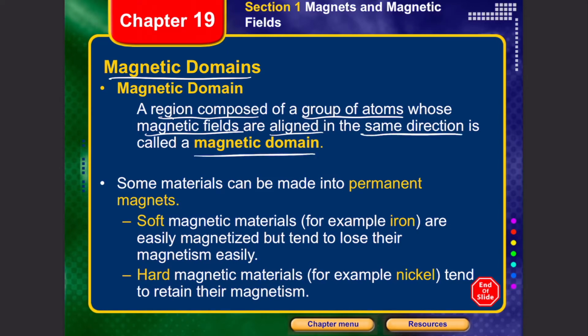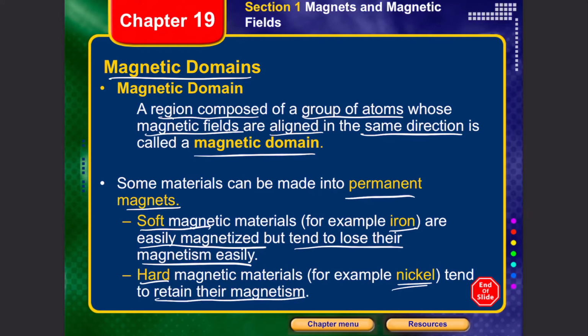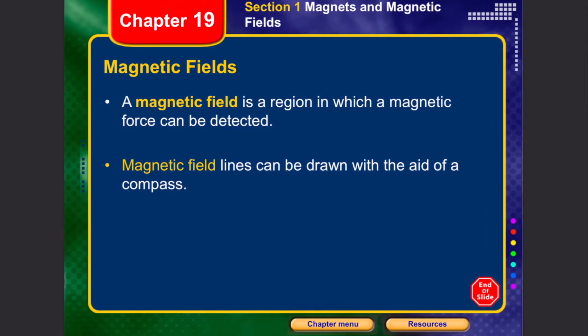There are some materials that possess magnetic domains, and we classify them as permanent magnets. We classify magnetic materials into two types: soft and hard magnetic materials. Soft magnetic materials, for example iron, can be easily magnetized, but they tend to lose their magnetism very easily in a short amount of time. Hard magnetic materials, like nickel, tend to retain their magnetism. If you take a block of nickel and magnetize it, it will retain its magnetic properties for a long time. But iron will lose its magnetic properties very easily in a short amount of time.